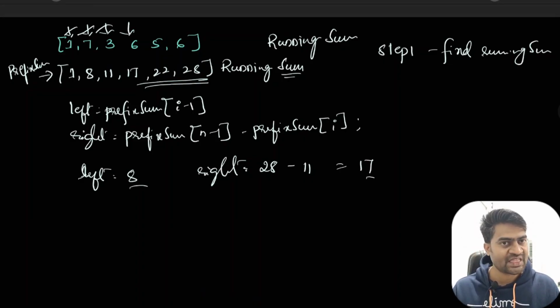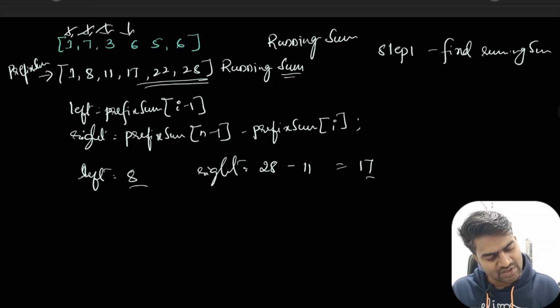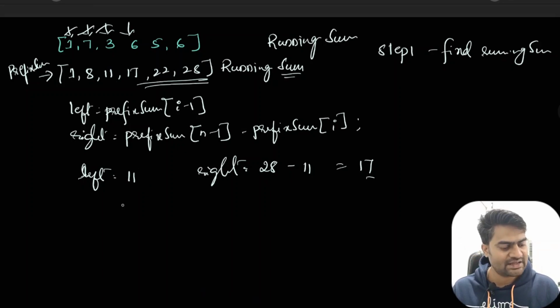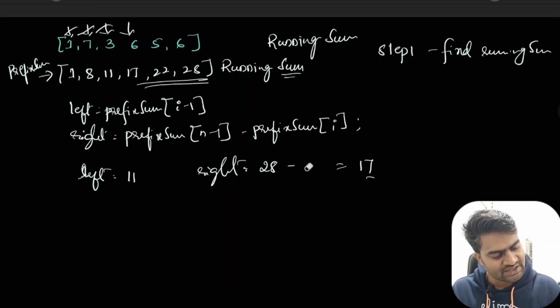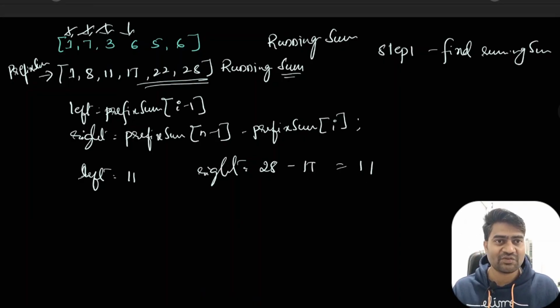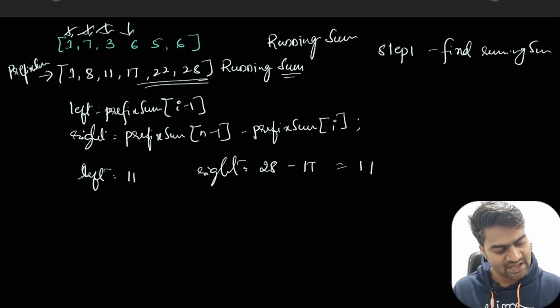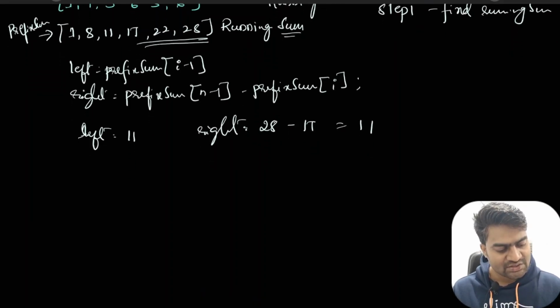Now if you see, when I'm at 6, my prefix sum will be 11, correct, right? Then this is going to be 28 minus 17, which is going to be 11. Now if you see, we found our pivot index, then we will simply have to return that index. With that, let us look into the pseudocode.